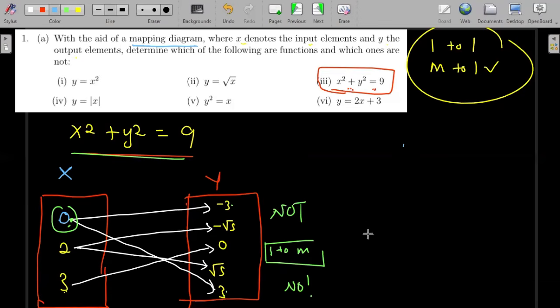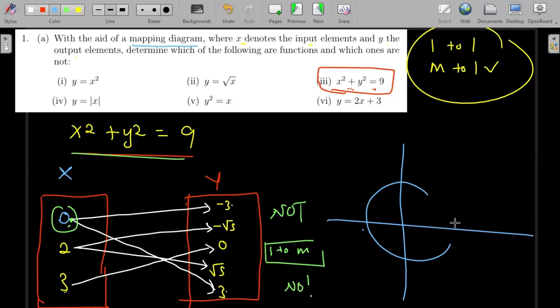So on a graph, a circle looks something like this. Okay, so this is a circle. x squared plus y squared is equal to 9. So the radius here is 3, minus 3, 3. So how do you get the radius? You just square root the 9 there. Okay, so this is the graph of this function here.